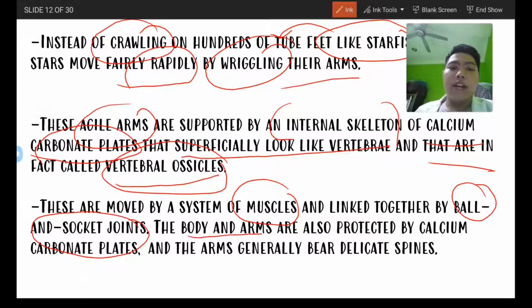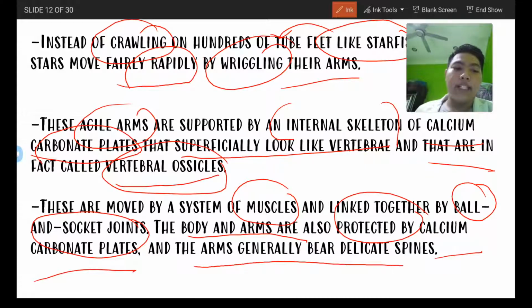The body and arms are also protected by calcium carbonate plates, and the arms are generally covered by delicate spines. The arms have delicate spines, and they are very strong because of these calcium carbonate plates, just like this sentence tells us. They are moved by muscles linked together by ball and socket joints.